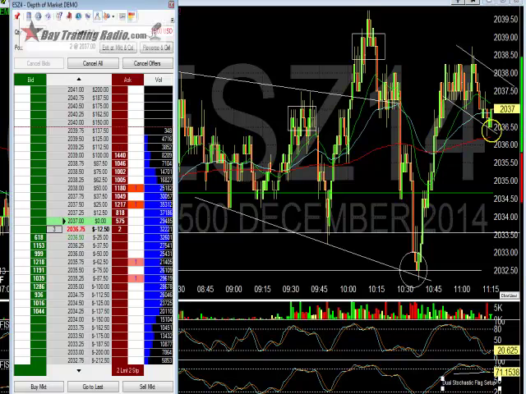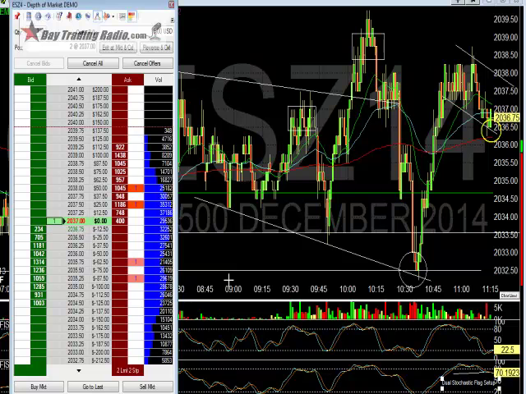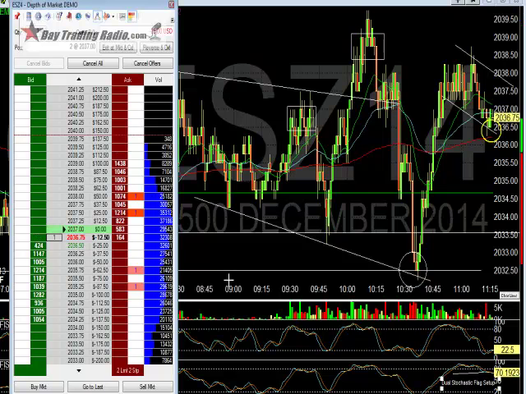I did hold off on it a couple days ago because of the 5-minute, and it ended up working out fine. It would have hit its profit. So let's get this move up to 37.50 at least. We'll get that taken out of that one. And then we have to work on that 38 level.